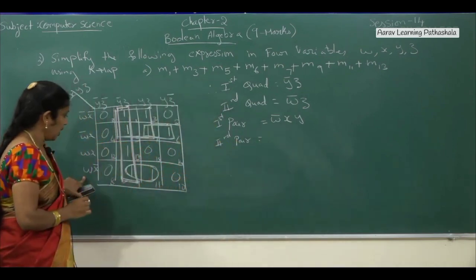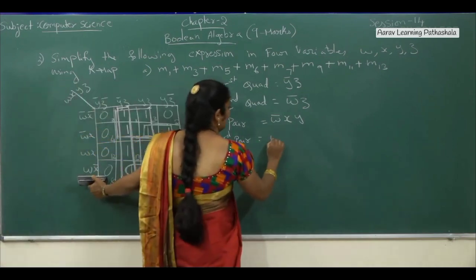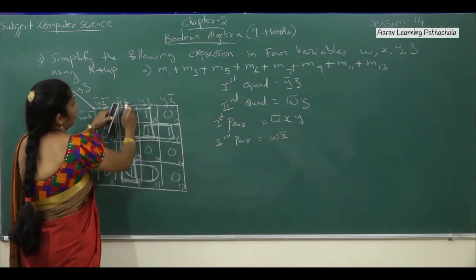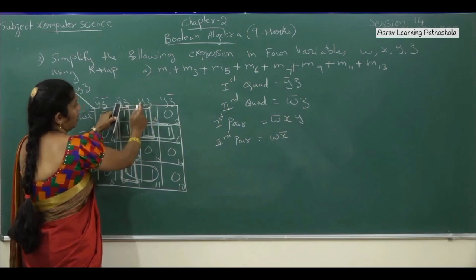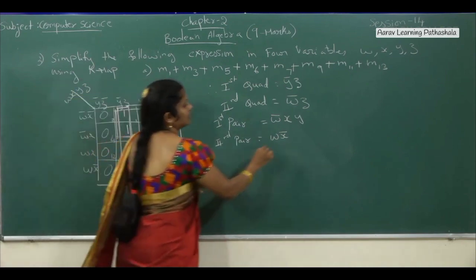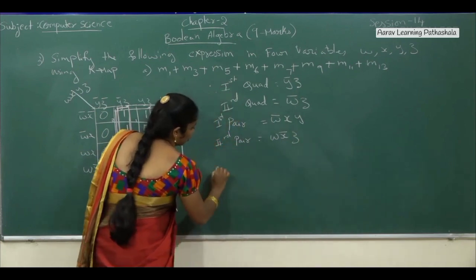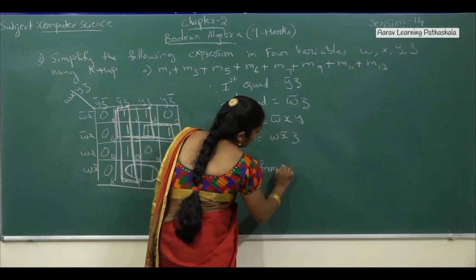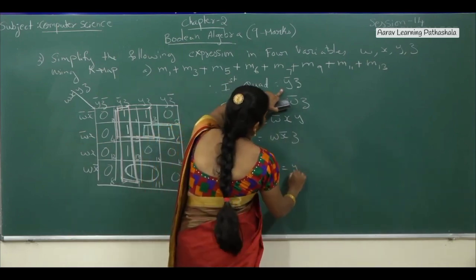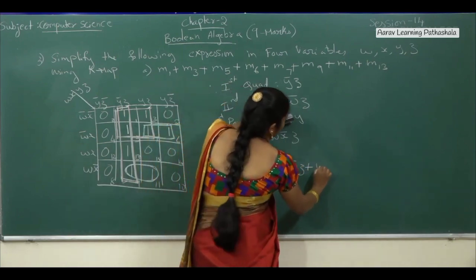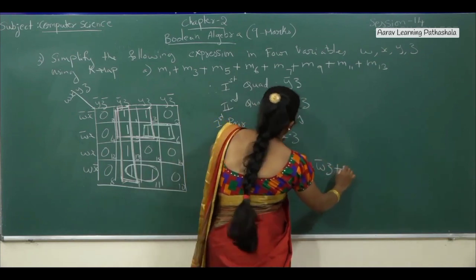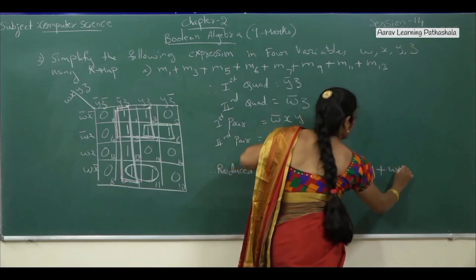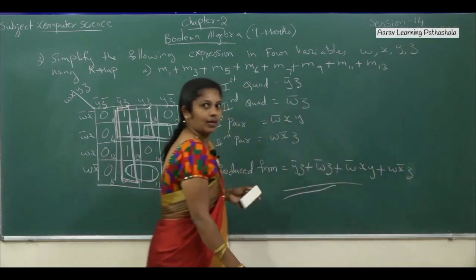Second pair. Only one row we have. That's why w x bar. When we consider the column y bar z, y z here, y bar and y will cancel. The common factor will be z. Therefore, reduced form equals, see, y bar z plus w bar z plus w bar x y plus w x bar y. Now is it clear?